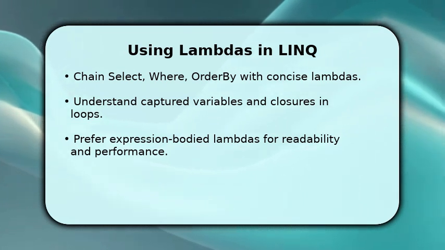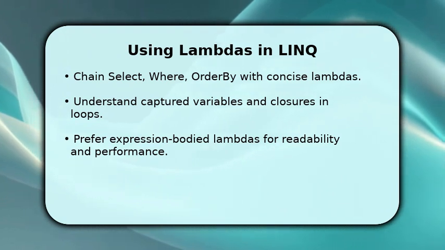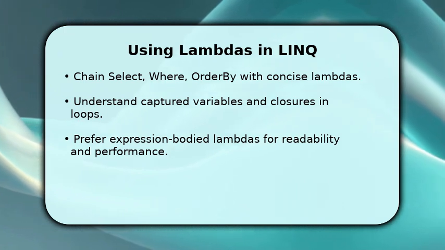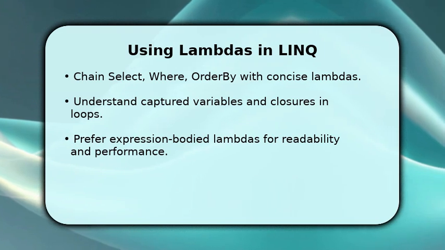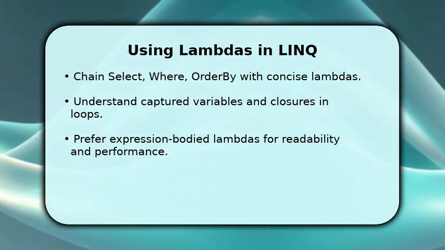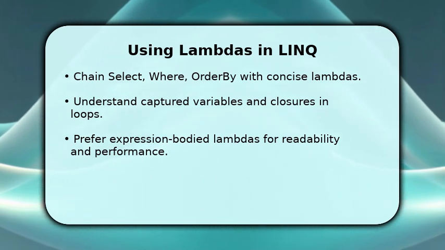Understand why closures matter. A lambda capturing loop variables can produce unexpected results unless you capture a fresh local per iteration. Once you spot that, fix it by creating a local copy inside the loop. Also consider expression trees, Expression<Func<T, bool>>, when building queries for ORMs to enable translation to SQL.